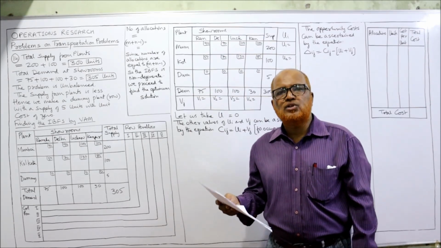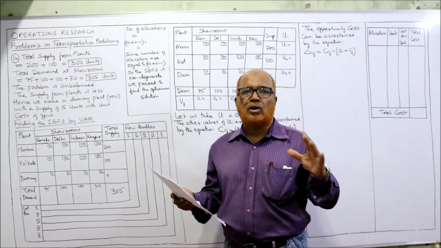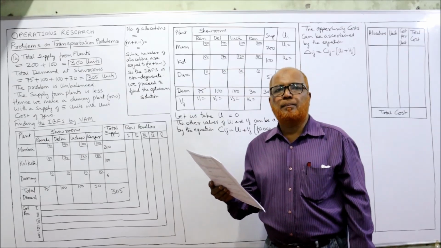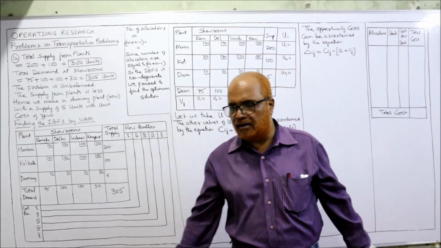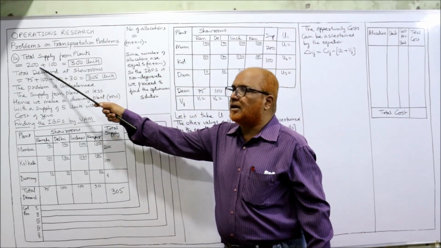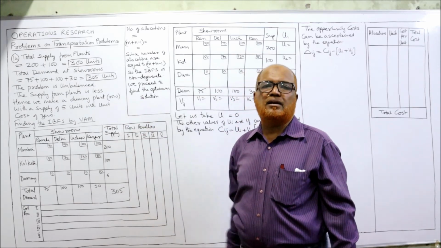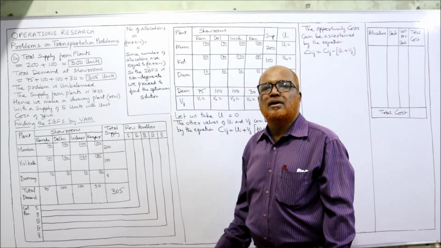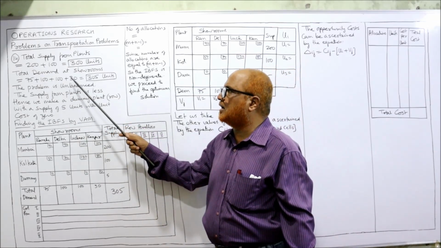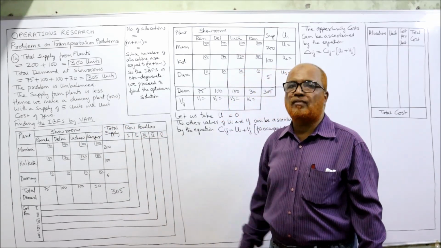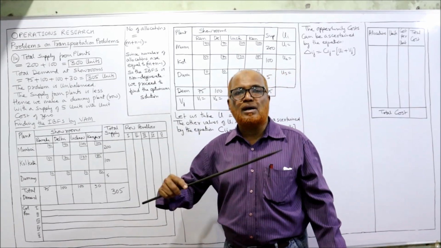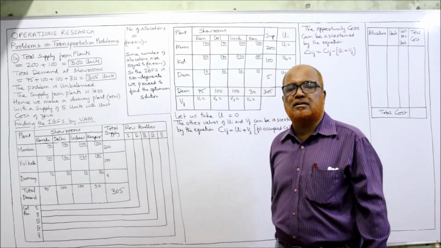First of all, we have to check whether the problem is balanced or unbalanced. So what is the supply? The supply from the plants is 200 units and 100 units, totally 300 units. Whereas the total demand requirement is 75, 100, 130 and 30. If you take the total, the demand requirement is 305, whereas supply from the plant is only 300.